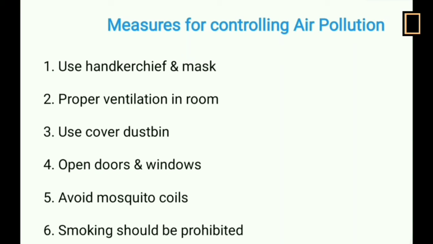Use a mosquito net instead of mosquito coils to avoid injury to health. Smoking in a confined room results in the emission of smoke which mixes with the air. This might cause harm to the health of the other persons present in the room, so smoking should be prohibited.